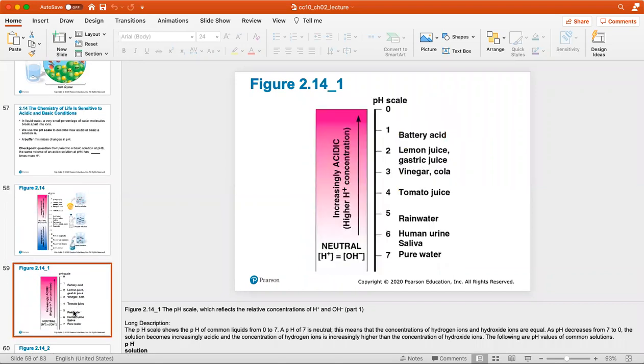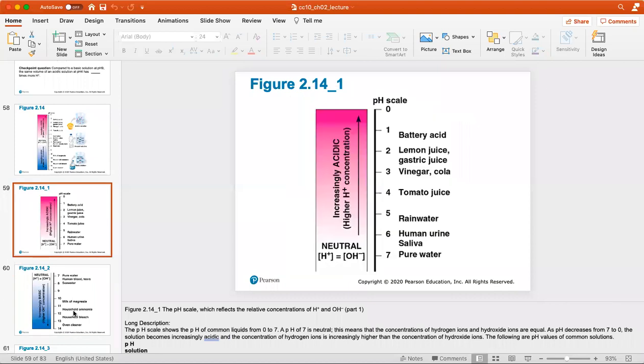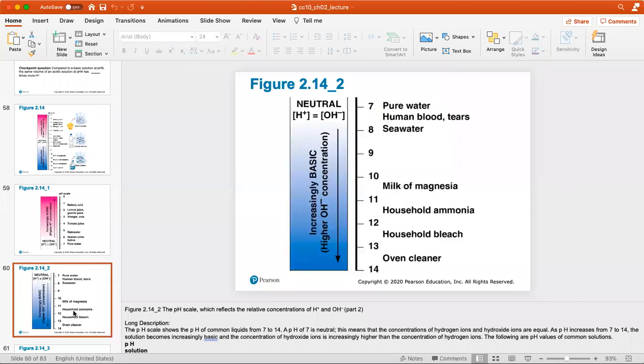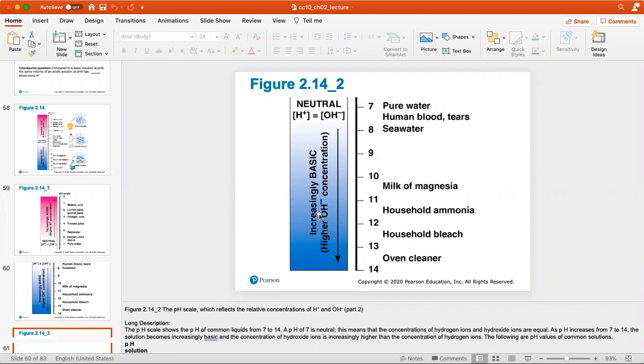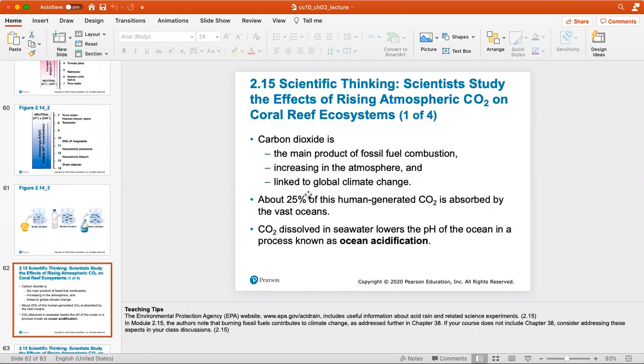So here's just another look at the pH scale, and it breaks it apart, showing the two sides of it. The increasing acidity has a higher hydrogen concentration, and the increasing basic will have a higher OH or hydroxide concentration. And those are the three different types of solution, and you can see where the hydrogen ions will be the most in the acidic solution.